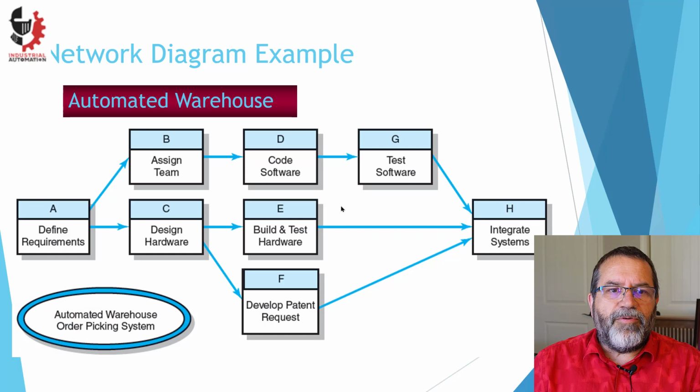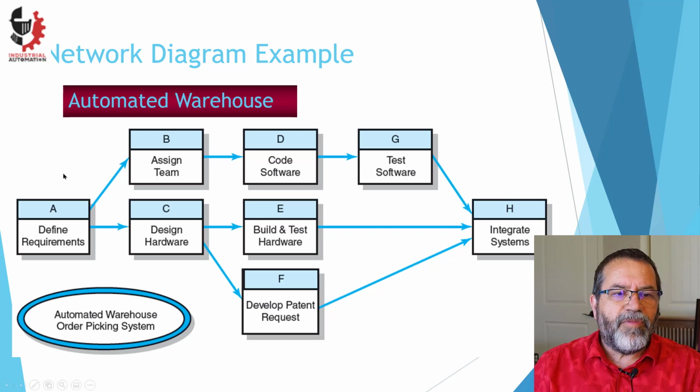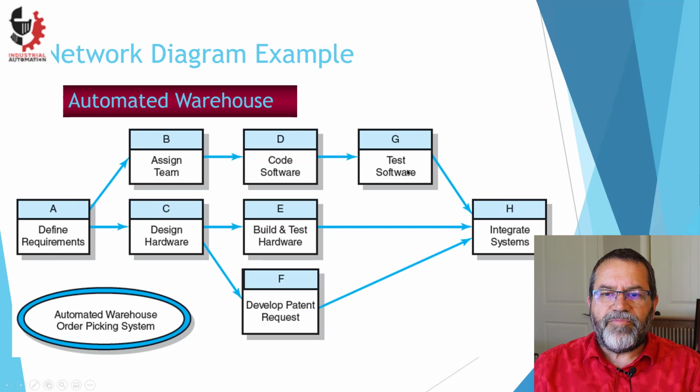Here's another example. This is an automated warehouse, and the first step is to define the relationships. So here we've got a network diagram that shows some sequence relationships, and there's only 8 activities in this project. The first step is to map them all out and say which ones relate start to finish to each other.